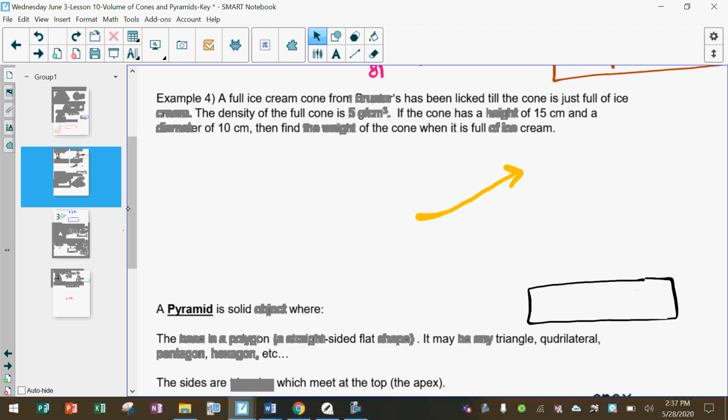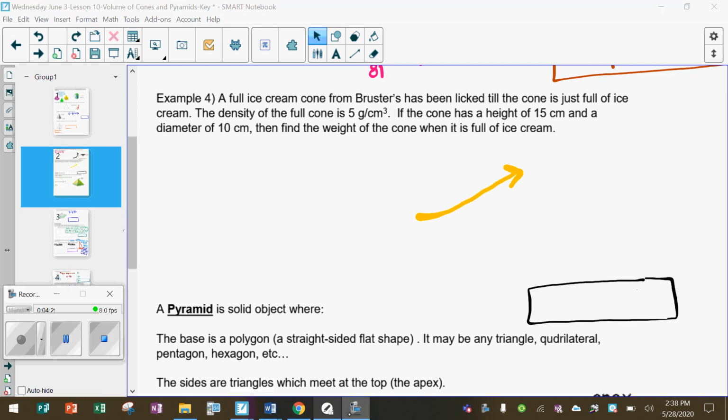Example 4. A full ice cream cone from Brewster's has been licked until the cone is just full of ice cream, nothing over the top. The density of a full cone is 5 grams per cubic centimeter. If the cone has a height of 15 centimeters and a diameter of 10 centimeters, then find the weight of the cone when it is full.